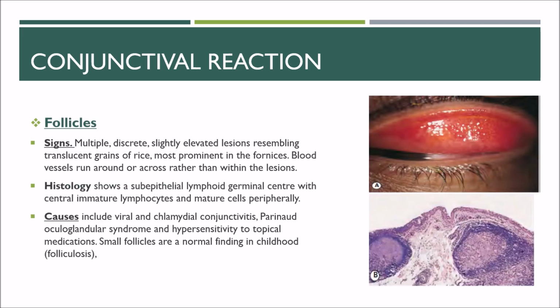Our next feature would be follicles. Now, follicles can be multiple, discrete, slightly elevated lesions resembling translucent grains of rice, most prominent in the fornices, and especially the lower fornix. Blood vessels run around or across rather than within the lesion.